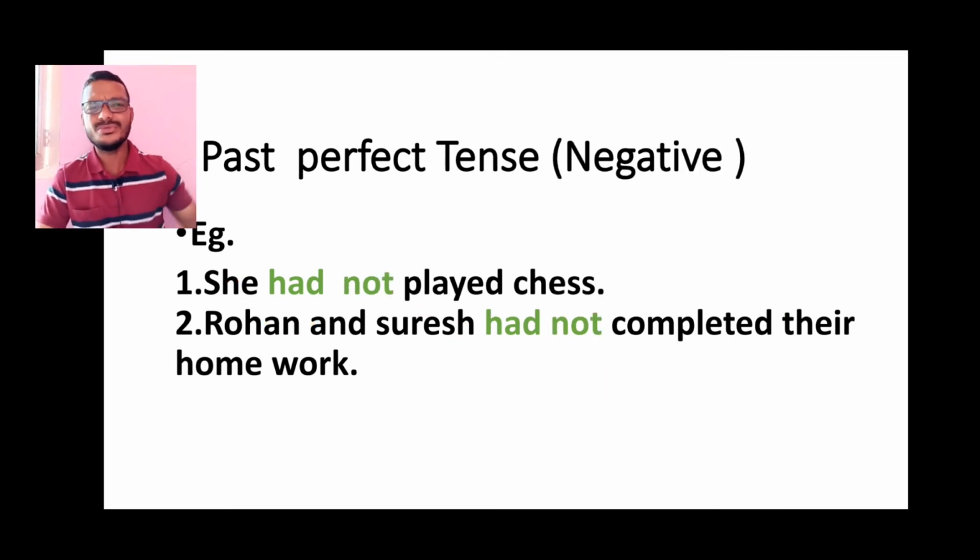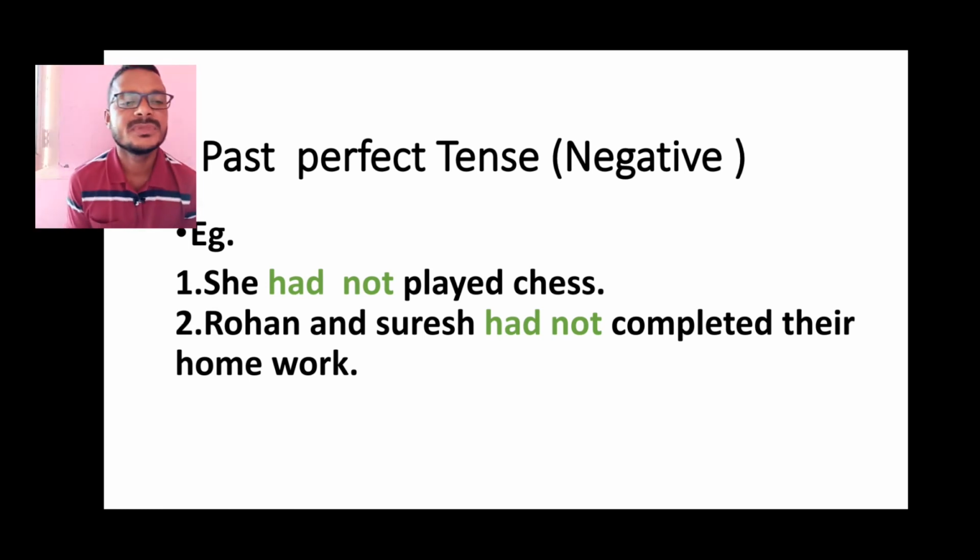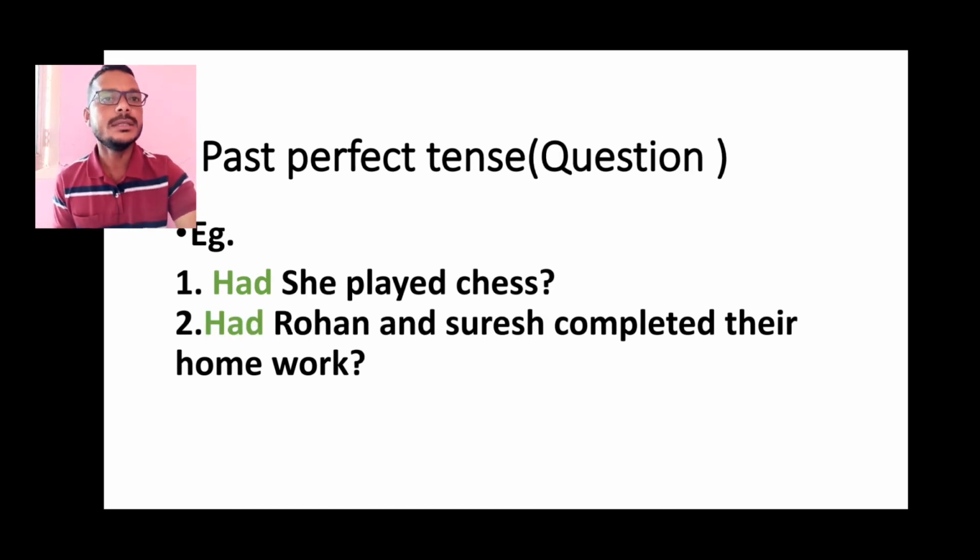And in the negative sense, very easy, she had not. Already I told you that if you want to make any sentence negative, you have to add the word not beside the helping verb. The same sentences I have written here in this slide to make you understand better. She had not played chess, Rohan and Suresh had not completed their homework.